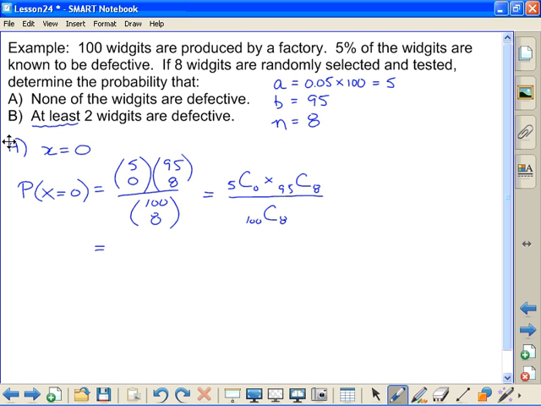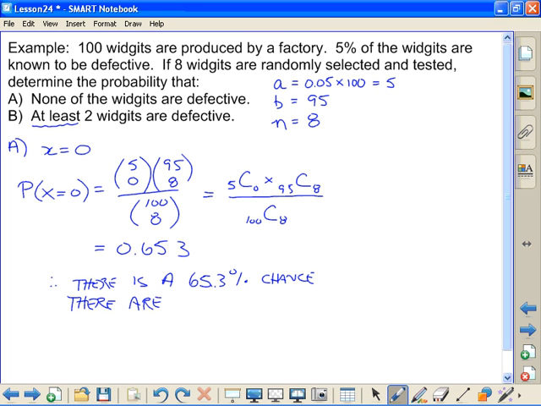So doing the calculation quickly here. 95 choose 8, divided by 100 choose 8. So I get 0.653. So therefore, there is a 65.3% chance there are no defective widgets.